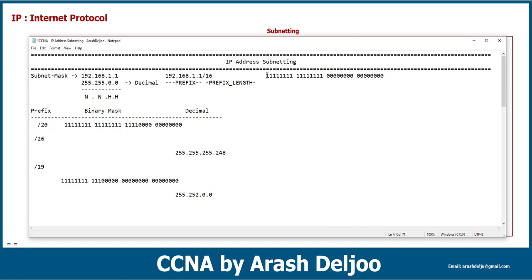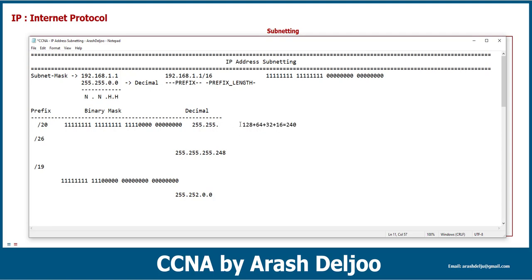Look at here. Here we have 16 ones, and here we have /16. And also in decimal we can write 255. Again, look at here. Here we have 128 plus 64 plus 32 plus 16. Okay, let me write here, 128, after that plus 64 plus 32 plus 16. That's it. The result is 240. Okay, 192 plus 32 equals 224, plus 16 equals 240.